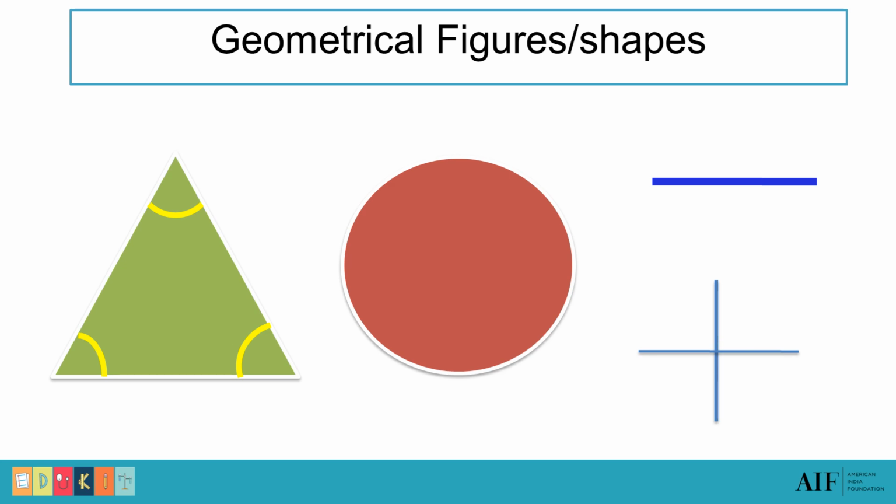So what's the first one? It is a triangle. What's the second one? It is a circle. So it is a third one, line segment. These are the perpendicular bisectors of two lines. In the triangle, the angles are in corners. Circle, line segment, perpendicular lines.